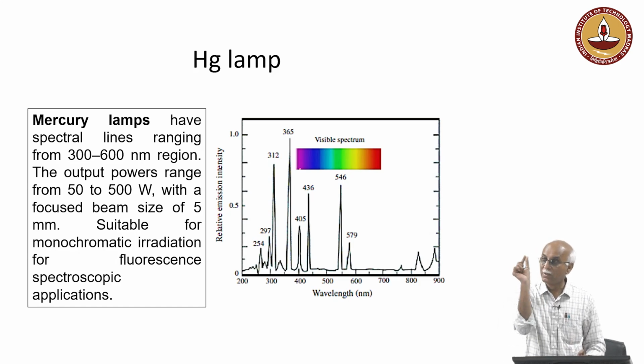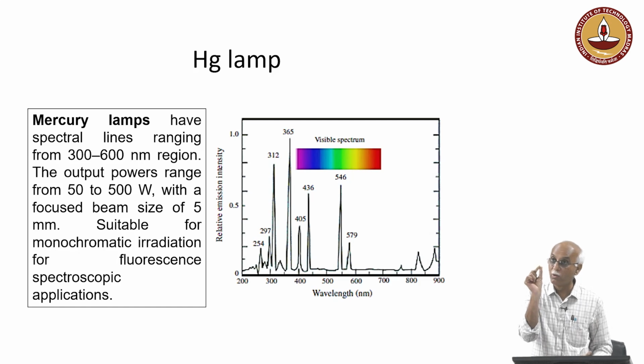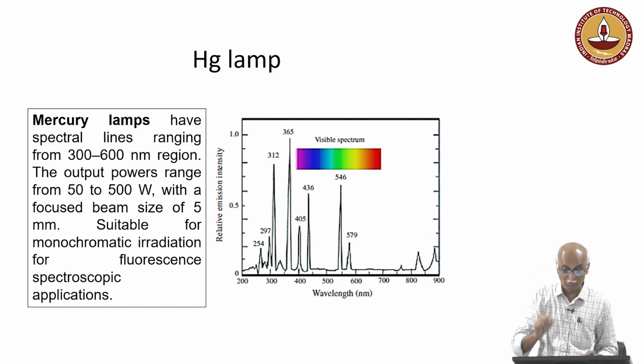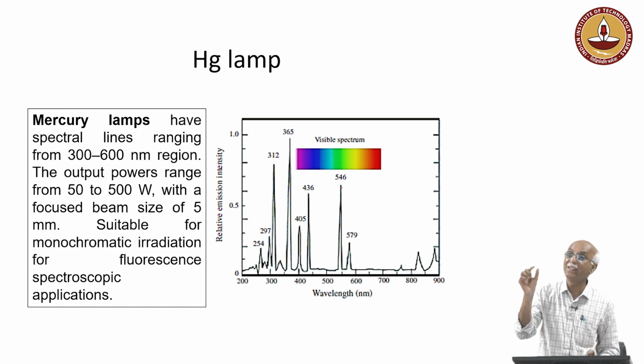Within the spectra, there will be some regions which will have a little more intensity. So, these are the wavelengths which will have it. So, 546 is around the green region.